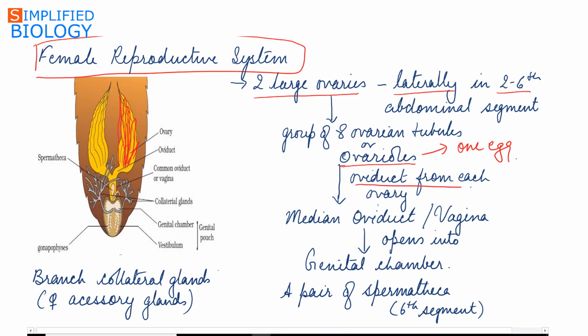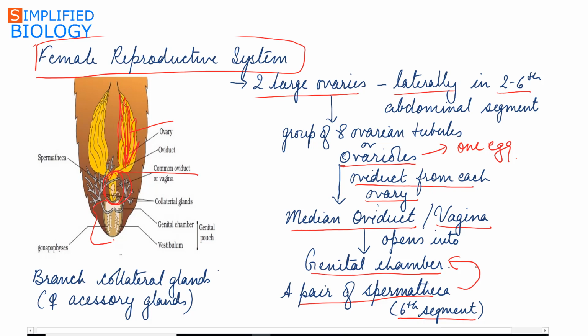Oviduct from each ovary then opens into a common median oviduct, also known as the vagina. Now these are the ovaries. These are the oviducts that open into a common oviduct, also known as the vagina, which then opens into the genital chamber. A pair of spermatheca are present at the 6th segment. They too open into the genital chamber.